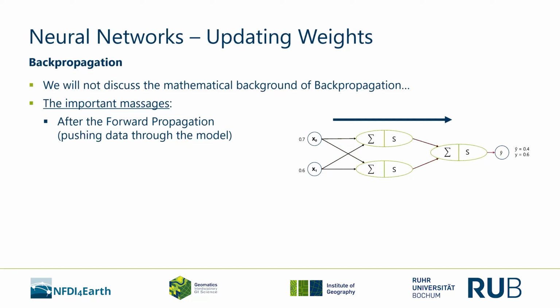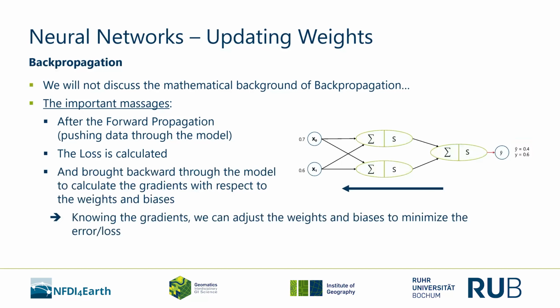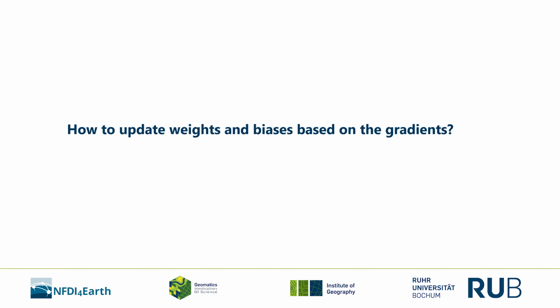After the forward pass, which is the process of passing our input data through the neural network, we calculate the loss based on the loss function. Remember that the loss is a measurement of the error between the predictor and the actual value. Once we have calculated the loss, we propagate the error backward through the model and compute the gradients of the weights and biases. With these gradients, we can determine how each weight should be adjusted. And that leads us to the last question of this lesson: how to update weights and biases based on the gradients. This is handled by an optimizer.